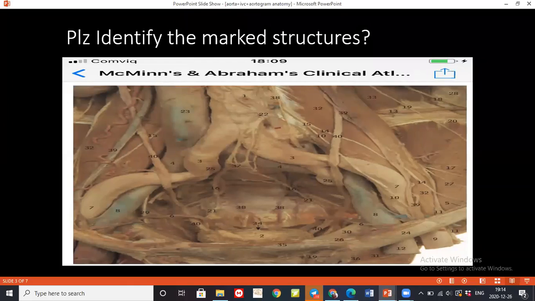Okay. Can you please identify this 39? This is the gonad.